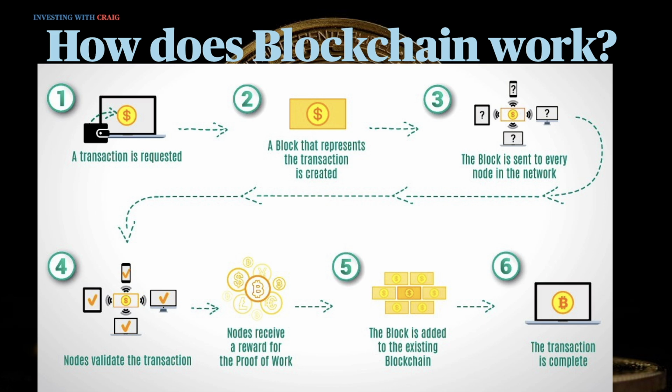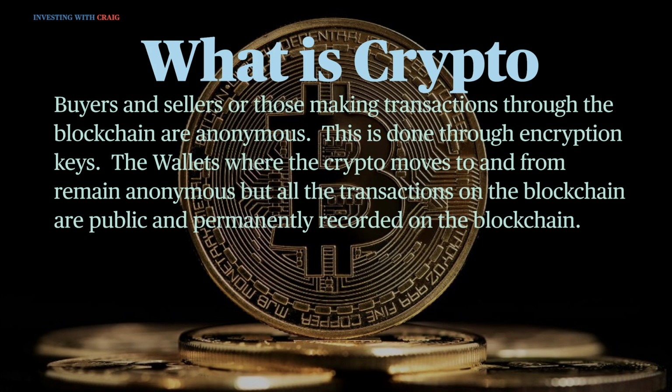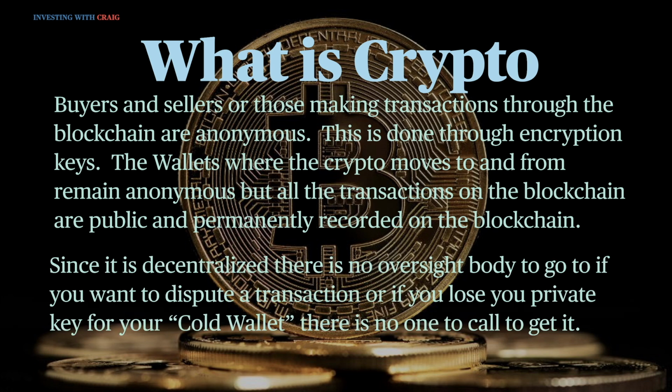The block is then added to the existing blockchain, and then the transaction is complete. So just for the thought of anonymity, we want to mention that buyers and sellers of those making transactions through the blockchain are anonymous. This is done through an encryption key. The wallets where the cryptos move to and from remain anonymous, but all the transactions on the blockchain are public and permanently recorded on the blockchain.